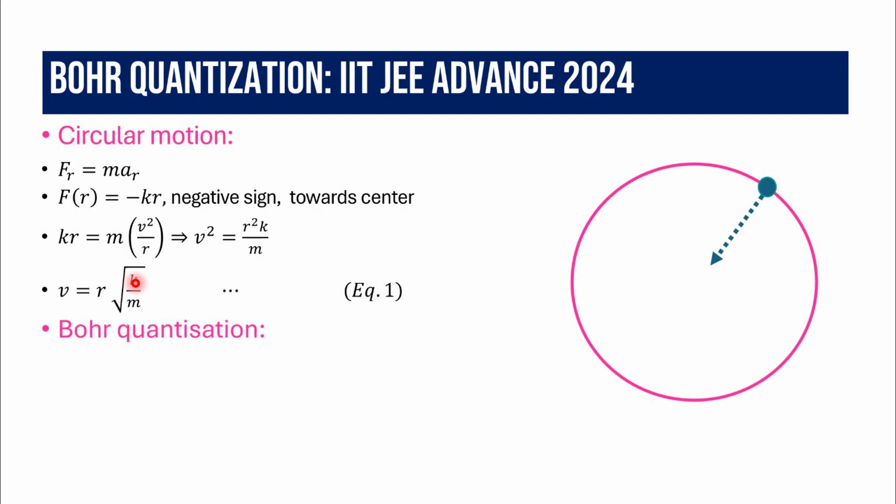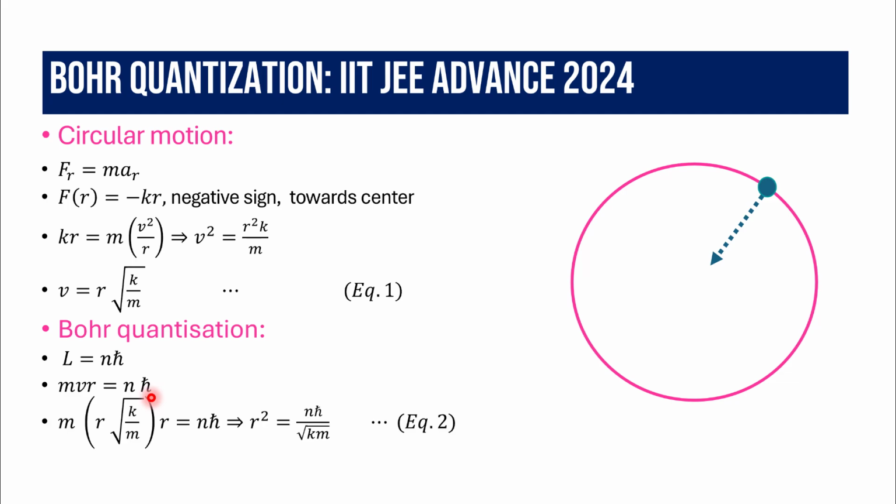Now let us apply Bohr quantization, and in the problem it is given that the angular momentum of this particle is equal to n times h bar. Now what is angular momentum? If a particle is moving in a circle, angular momentum is r cross mv. Basically r cross mv is a general formula to calculate angular momentum, and in this case r and v make an angle of 90 degrees. So r cross v is simply rv, and then you have mass. So mvr is the angular momentum in this case. So mvr is equal to n h bar.